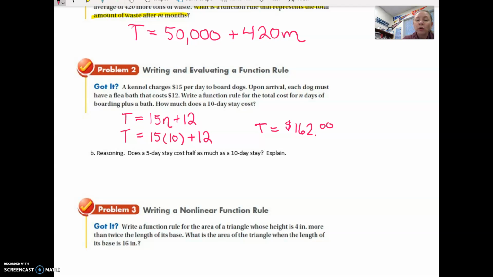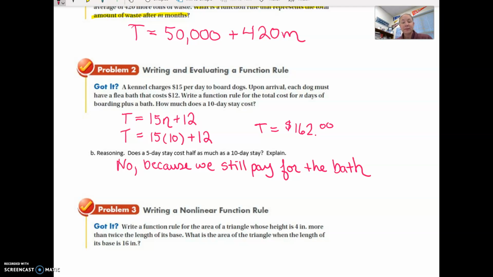So here, does it cost half? The answer is no, because of the $12 flea bath. It doesn't change. So you can kind of add your own words there. I just said because we still pay for the bath, no matter whether you stay 2 days or 10 days. So that kind of throws a wrench in that.